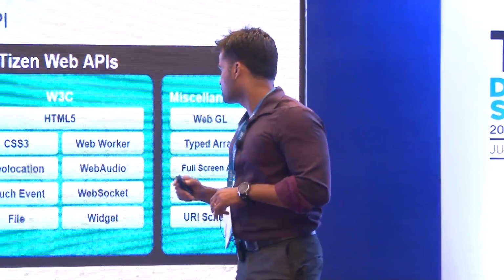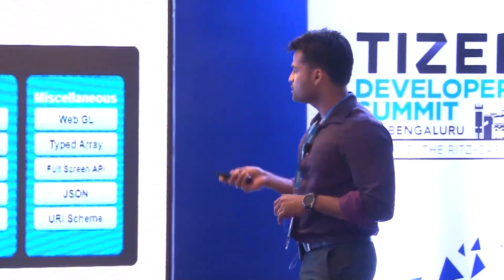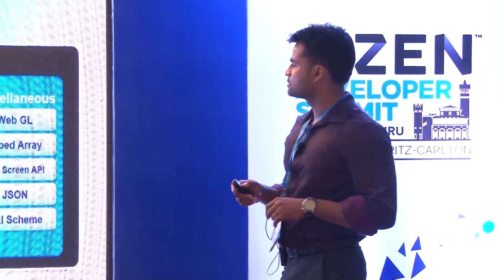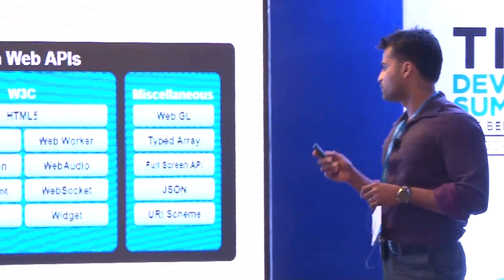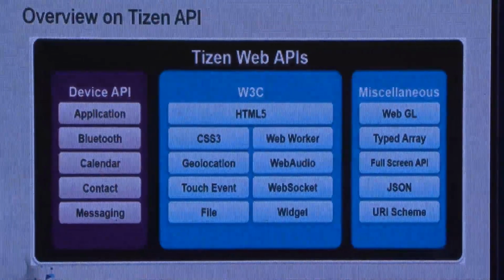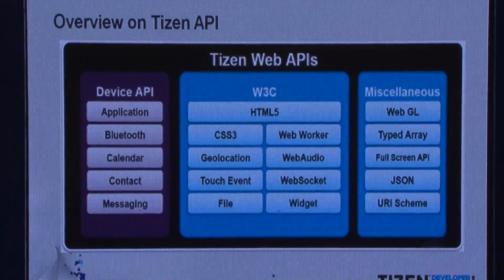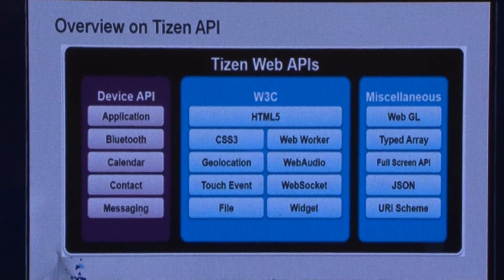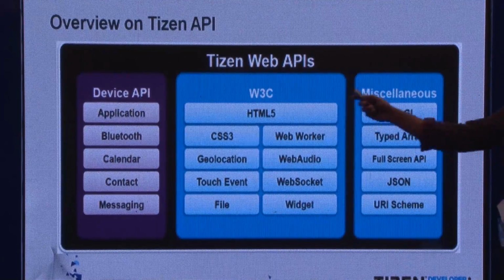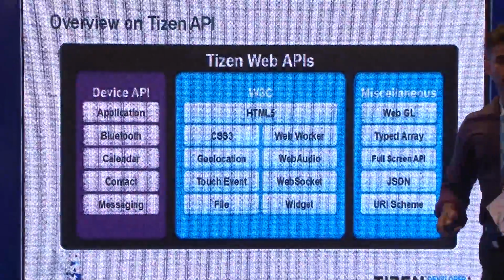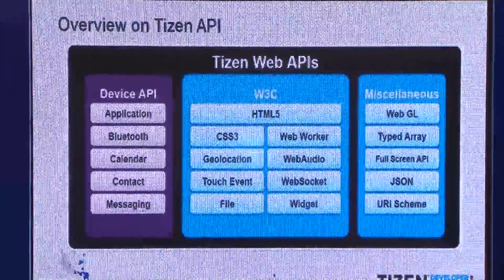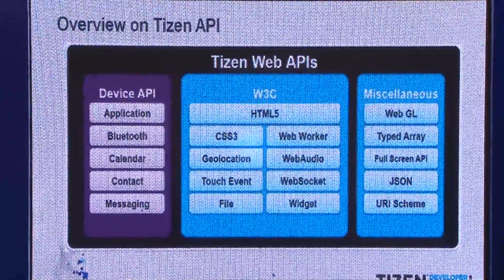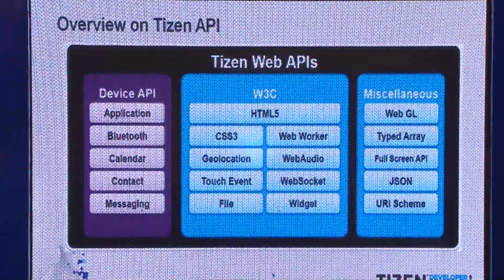As you can see on the screen, the middle section is all W3C standard APIs. For example, web worker, geolocation, web audio, touch event, web sockets. Yes, as a Tizen web application, we can use these APIs. The section which I showed on the left side, these are all Tizen specific device APIs. For example, application, Bluetooth, calendar, contacts, etc. There are many more device APIs which I am explaining in my next PPT.